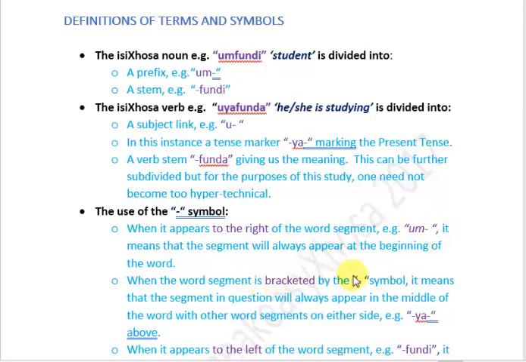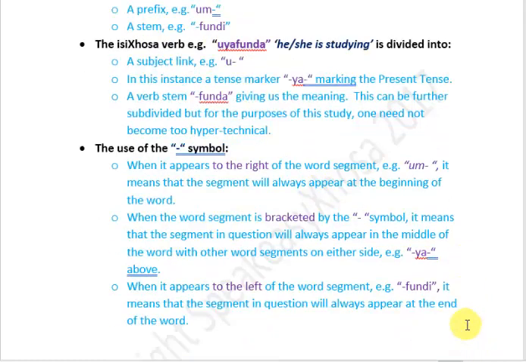When it is bracketed on either side, it means that certain segments of the word will appear on either side. For example, as we can see with the ya above, u ya funda, the u and the funda appearing on either side. And when it appears to the left, as in fundi, it means that the word ends with that part, but there will be something before it, as in the case of fundi.